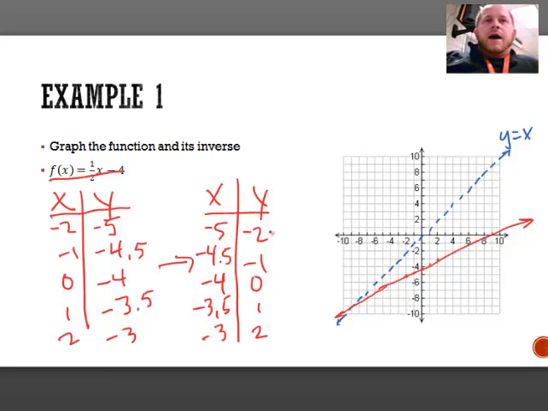So I have a -5, -2. I have a -4.5 at -1. We're going to go in that direction.